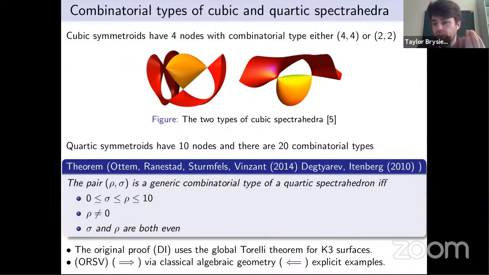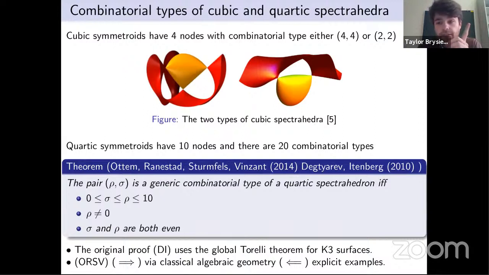And then we're looking at generic things. And so rho will never be greater than the number of complex nodes, because rho counts how many real nodes are on the symmetroid, and real numbers are complex numbers in particular. The second one is that rho can't be 0. The third one is that sigma and rho both have to be even.